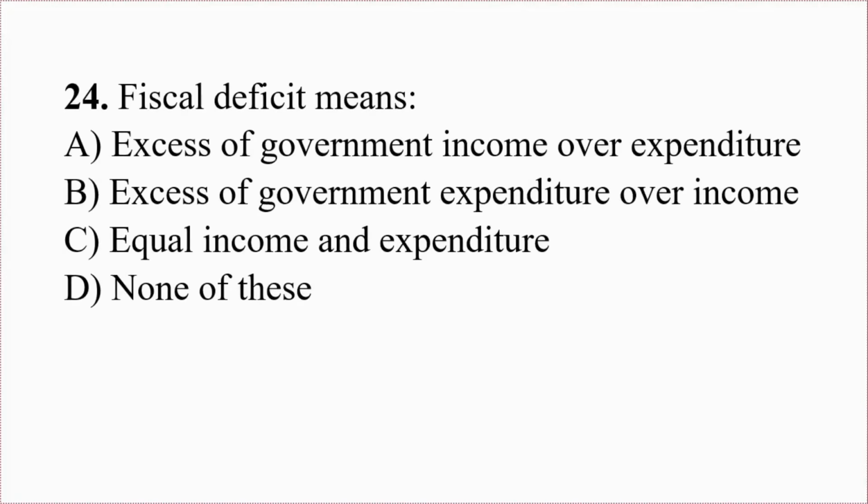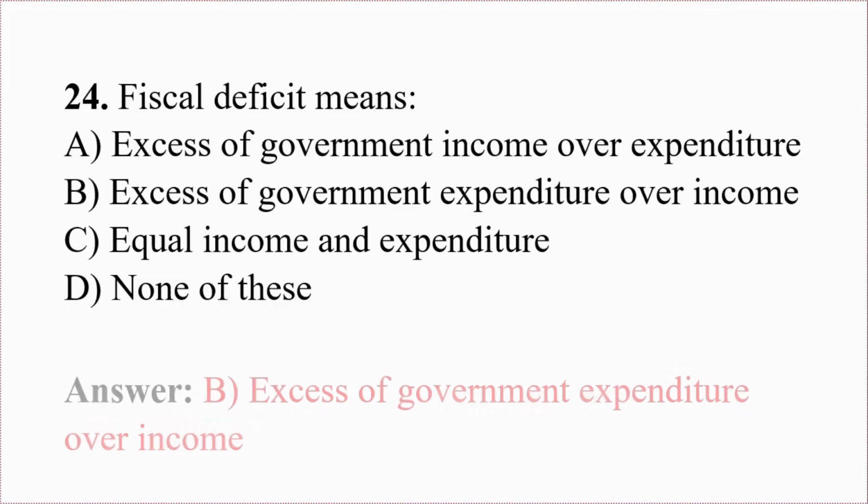The next question is: fiscal deficit means A. Excess of government income over expenditure, B. Excess of government expenditure over income, C. Equal income and expenditure, D. None of these. The correct answer is B, that is excess of government expenditure over income.